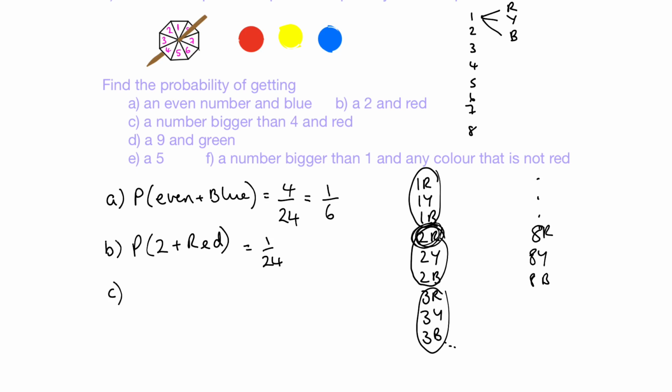Okay. Part C, a number bigger than 4 and red. So the numbers that are bigger than 4 are 5, 6, 7 and 8, and followed by red. So there's only 4 different ways of that happening. So probability of bigger than 4 and red is 4 out of 24, like part A, is 1/6.